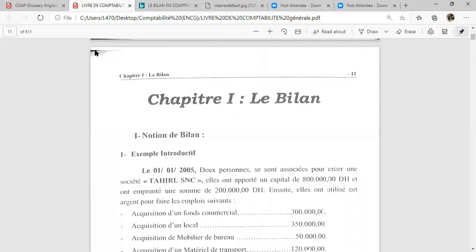So first things first, we are going to start with a definition. The Bilan, by definition, is a table which shows the financial position of a business as at a given date. That should always be part of the definition. One of the key words in the definition should be, firstly, that it's a table, and secondly, that it shows the financial position at a given date, which is usually 1 year.